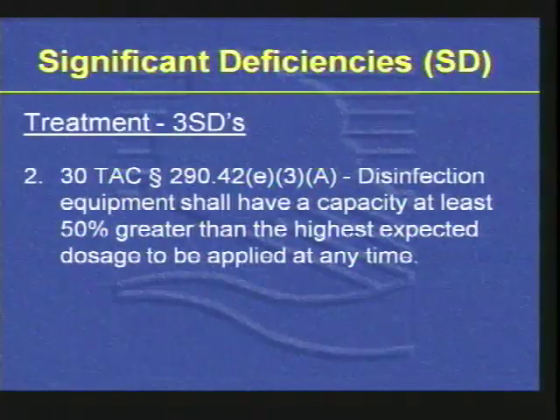The second significant deficiency under treatment is 29042E3A. Disinfection equipment shall have a capacity at least 50% greater than the highest expected dosage to be applied at any time.